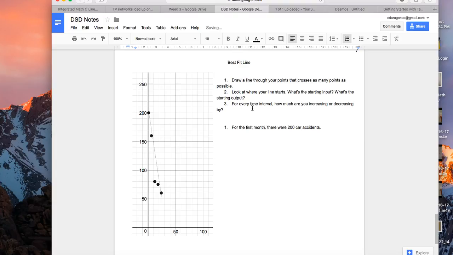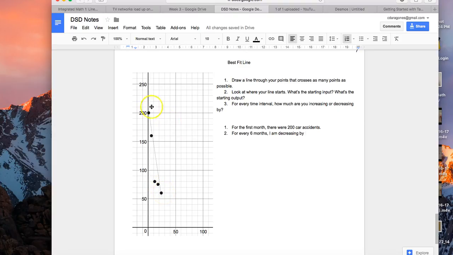Okay? Then, for every time interval, so for every 6 months, it looks like I am decreasing by, and you can take a look, so this is 6 months right here. I went down about, this is 10, 20, 30, 40. I went down about 40 accidents. And then the next 6 months, I went down 10, 20, 30, 40, 50, 60, 70, 80. So that's a sharp decrease. And then I only decreased by 5 and then by another 15.